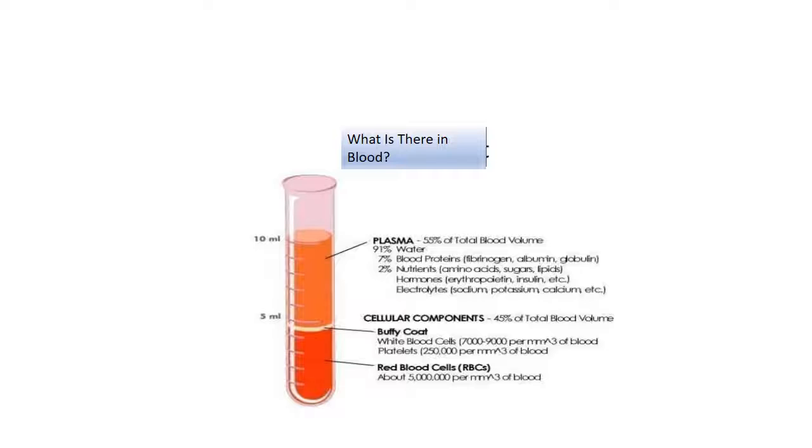These red blood cells are the most numerous cellular components. There is approximately 5 million of them in each cubic millimeter of blood. It's a huge number. On the other hand, white blood cells are 7 to 9,000 per cubic millimeter, and platelets about 250, maybe a bit more than that, 300,000, 400,000 per cubic millimeter.